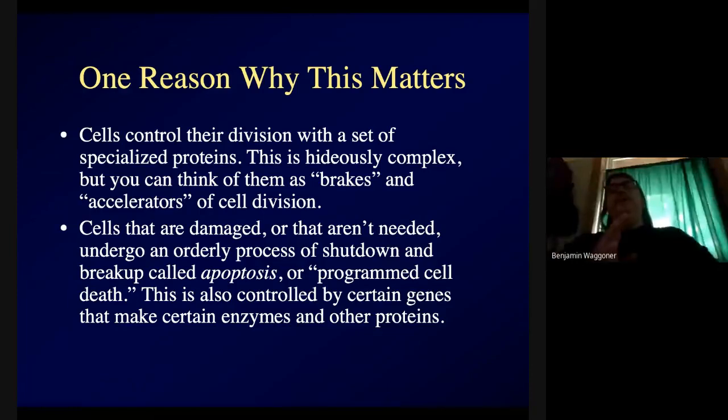If a cell is okay, so there's that. Cells regulate how often they divide with some specialized proteins that either stimulate or slow down the cell cycle. The other thing is that cells that are damaged or cells that aren't needed can actually trigger this very orderly process of shutting down, turning out the lights, and putting up the chairs on the tables. It's called apoptosis, otherwise known as programmed cell death.